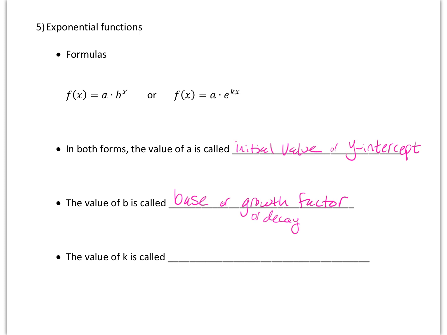Things are getting smaller. Okay, and then the value of k in this other format is called the continuous growth rate. Okay, so if you are working on a problem that mentions a continuous growth rate, that should be a big hint to use this formula rather than this one.